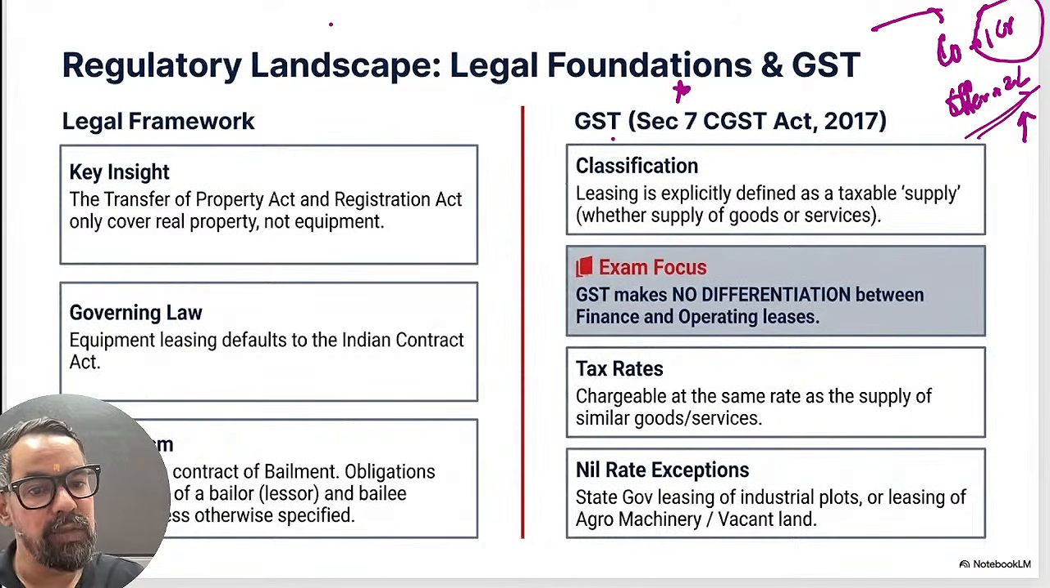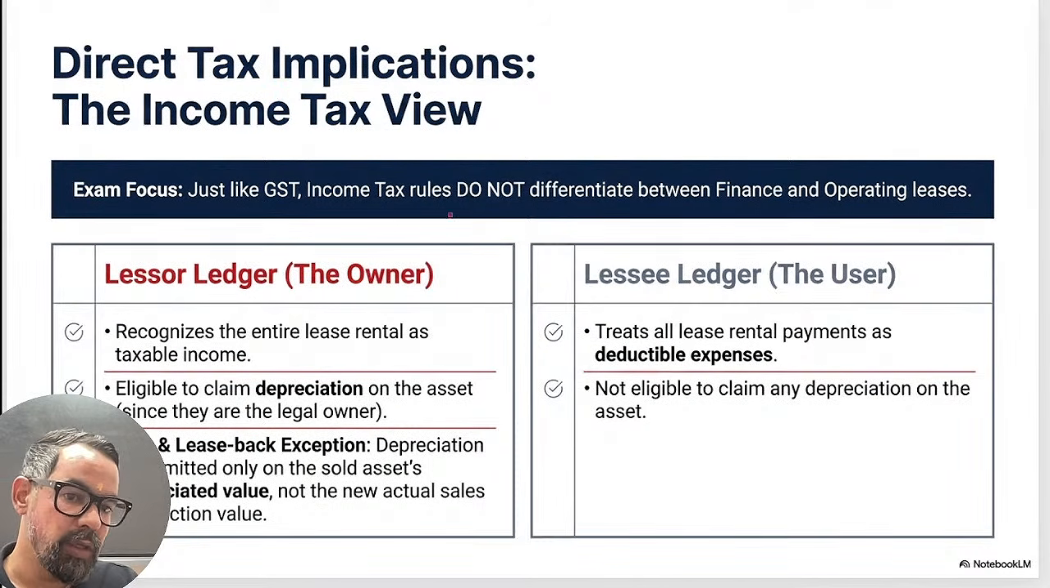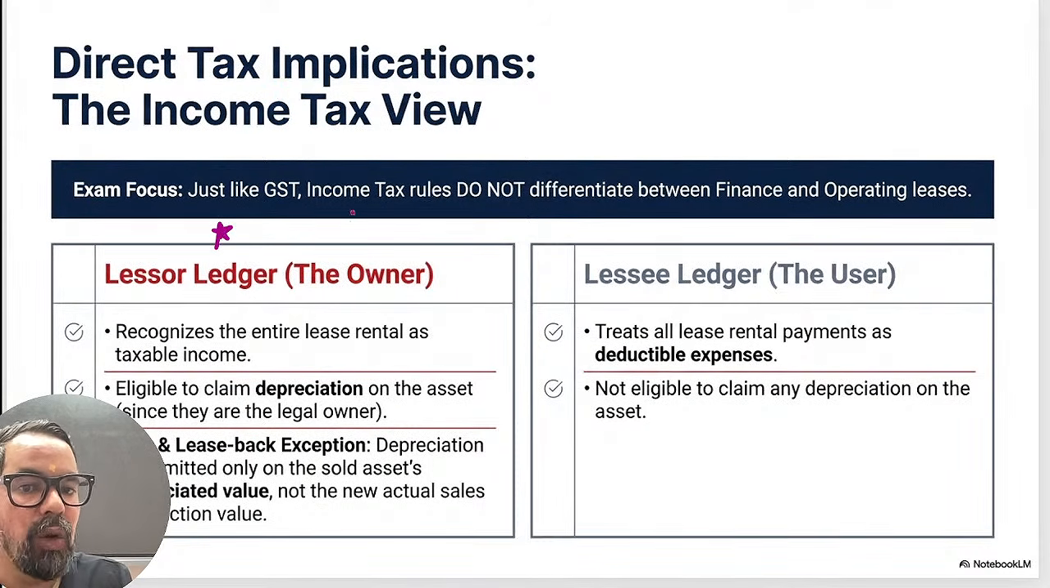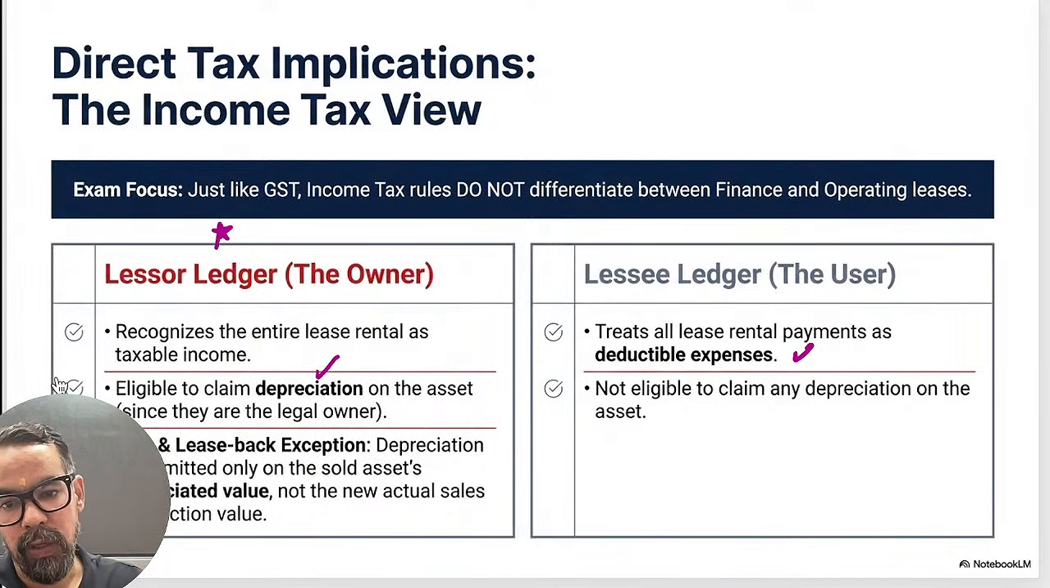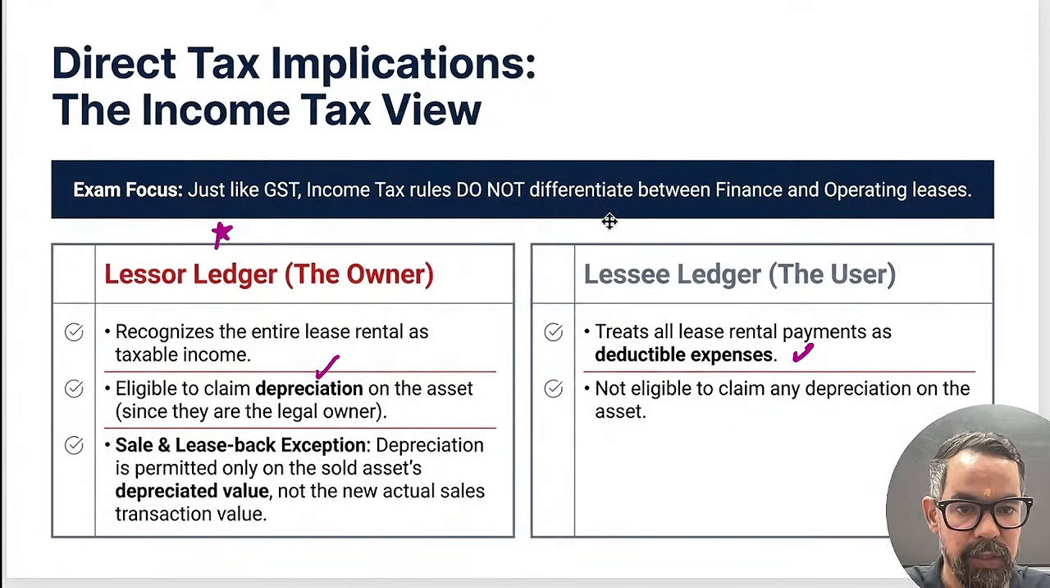Now when it comes to Section 7, let's say we are dealing with a lease agreement of a laptop, we are taking a laptop on lease, and GST is 18%, so on that also it will be 18% only. The books area is also a bit important. The lessor, the owner, will charge the depreciation, and for the lessee, the user, it is basically an expense for that business when it comes to taxation.